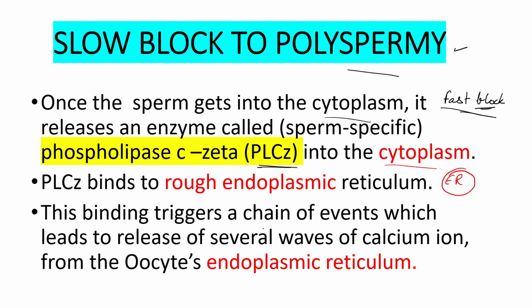This binding triggers a chain of events which leads to release of several waves of calcium ions from the oocyte's endoplasmic reticulum. Now as we all know, the endoplasmic reticulum stores Ca2 positive, that is calcium. Now PLCz will undergo some reactions and will open this gate so that the calcium ions would easily come out of the ER. Right? This was the ER.